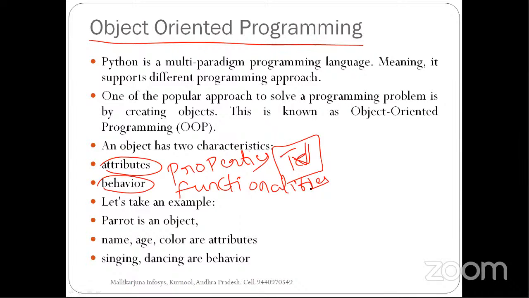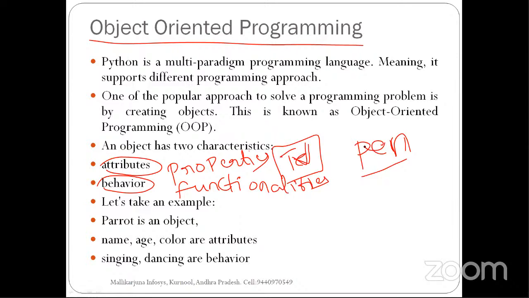Similarly, if you take a pen, we can say it is an object. When it comes to a pen, the properties are nib, plastic, ink; everything we call properties. Functionality is nothing but writing. With the help of the pen, we write some content on paper. That writing is the functionality of that pen. So when you observe any object, that object has its own properties and functionality.